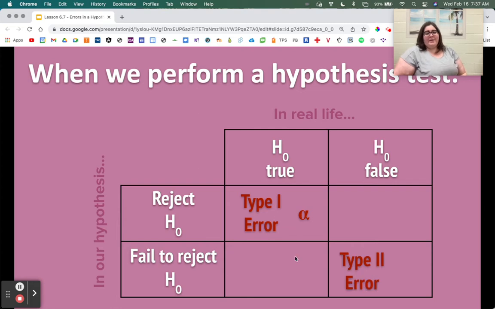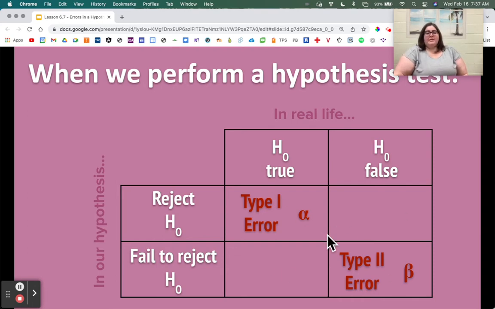The other type of error we could make is if we fail to reject the null hypothesis. If we basically say, I don't have enough evidence to say that the null isn't true, I'm failing to reject the null, but it turns out in real life the null hypothesis was actually false. We should have rejected it and gone with the alternate, but our evidence led us in the wrong direction. That is called a type 2 error. And the symbol that we use to represent the probability of a type 2 error is beta, which is another Greek letter: alpha, beta, A B, first, second.